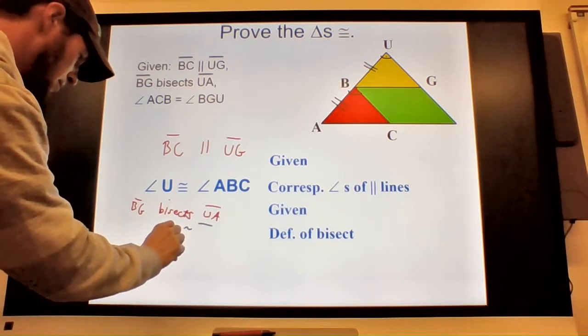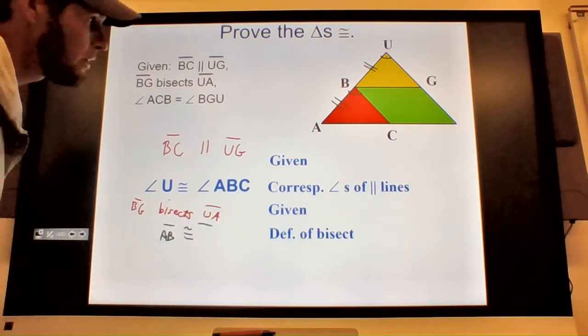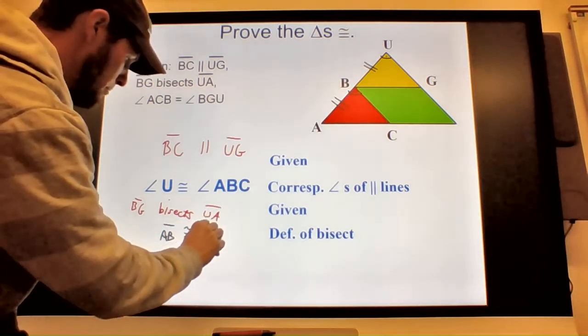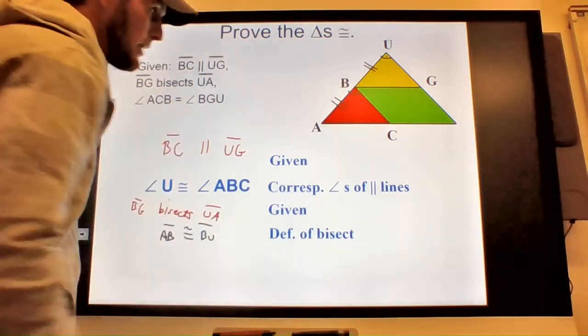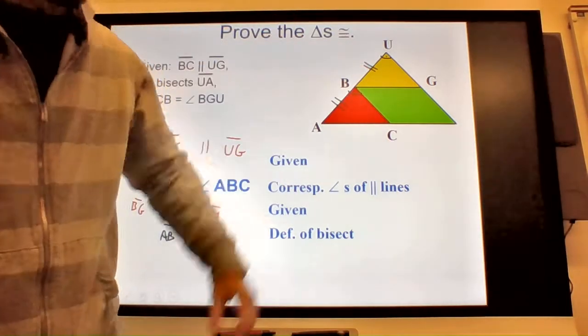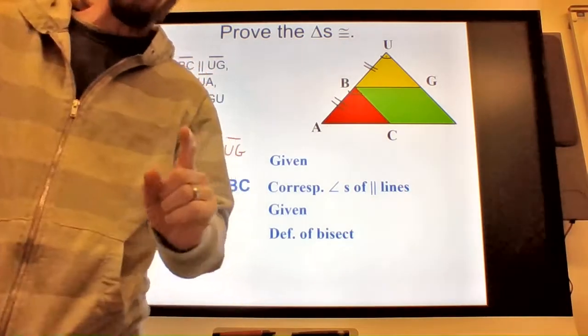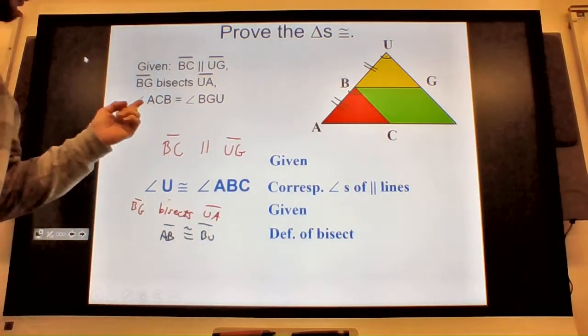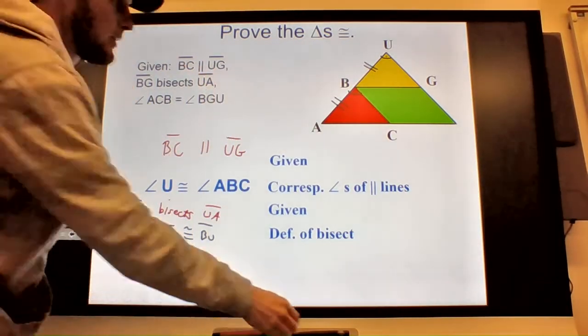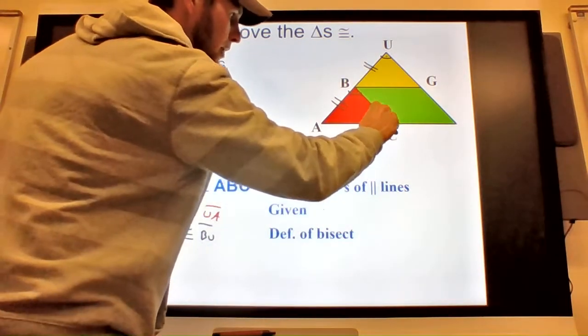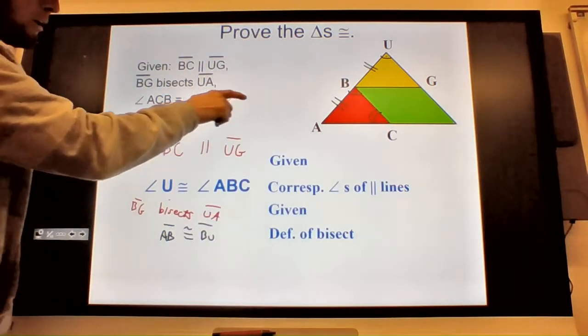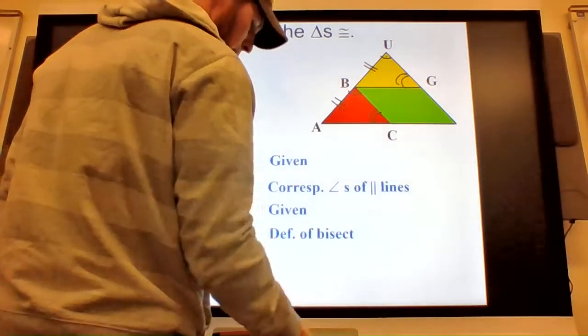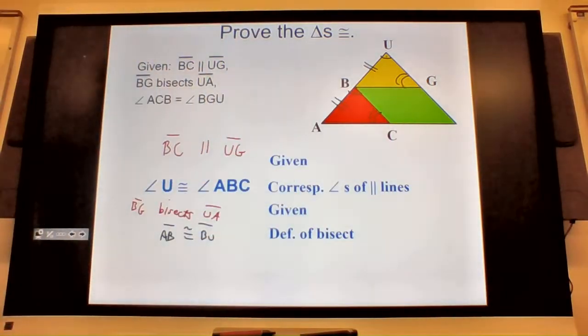AB congruent to BU, or UB. And I've got a pair of angles, a pair of sides. 2 out of 3 done. Don't skip the last given on here. Angle ACB, that angle was congruent to BGU. And there's your 3 parts. You can see it's an angle side example.